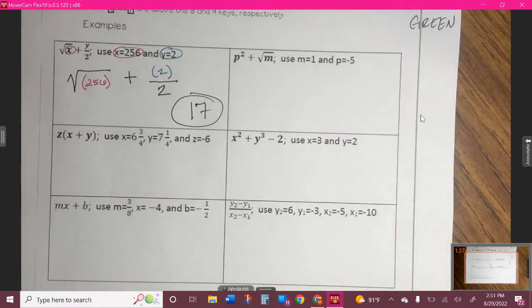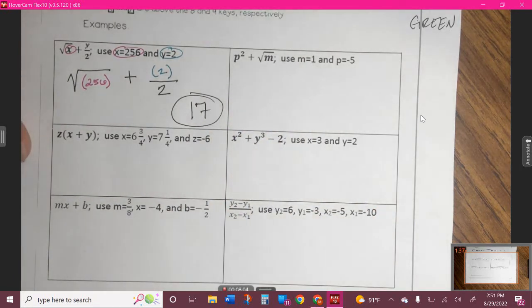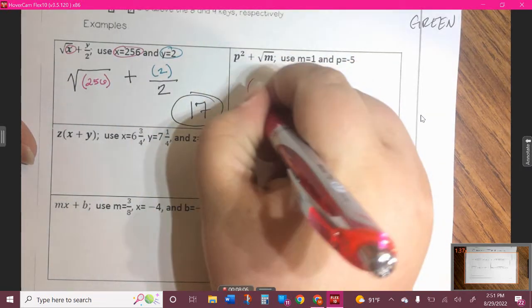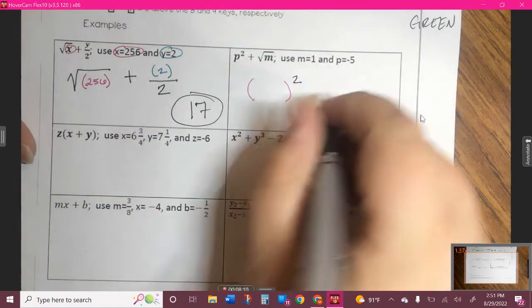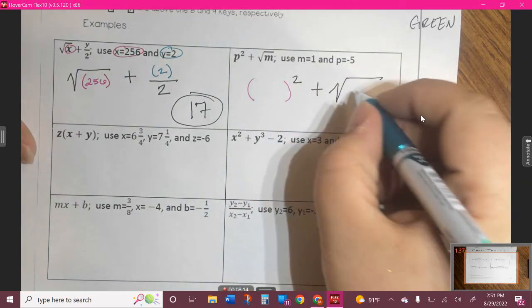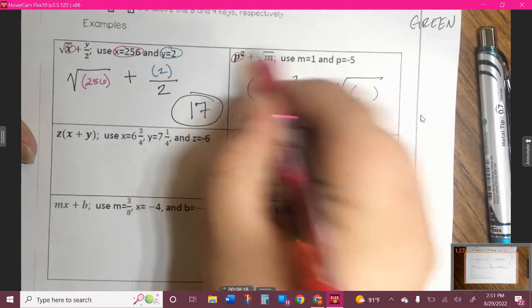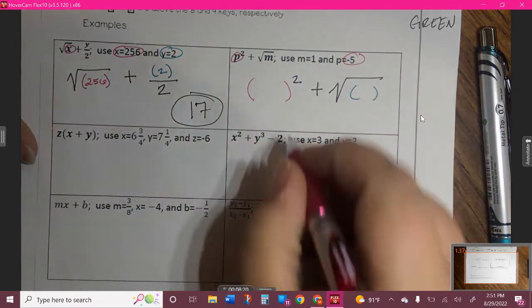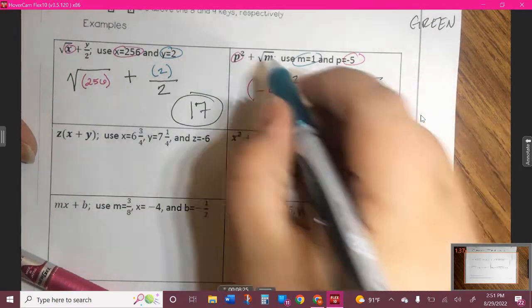After that, we've got p squared plus the square root of m. This is where writing the parentheses really does help us. So we've got p squared. I've got a bubble for p. Square that. Plus sign, square root sign, and then I need a bubble for m. So I have parentheses for m. In place of p, we're going to use a -5. And in place of m, we put a 1.